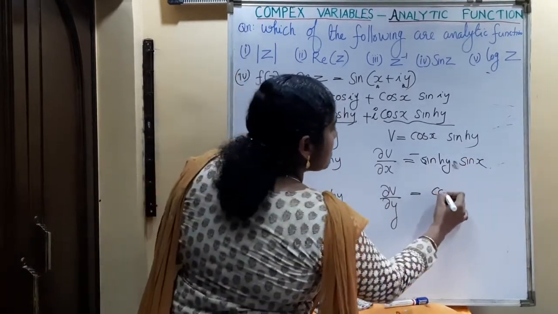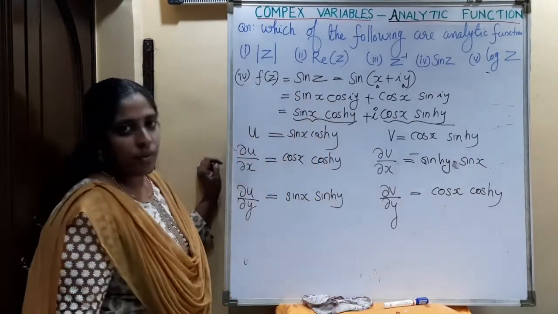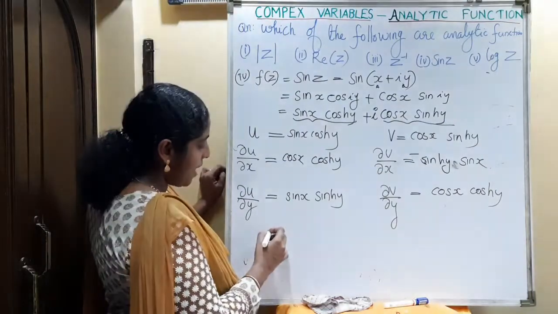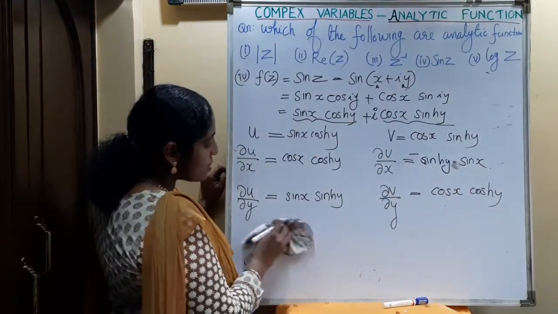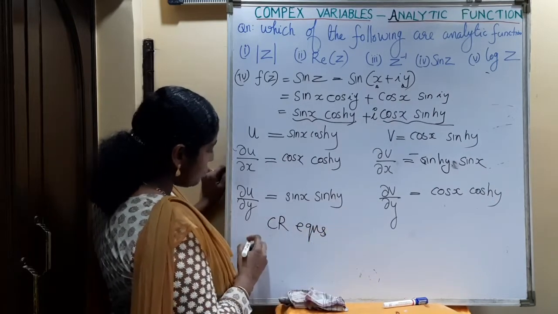That is, cos x is constant, and the sin hy derivative is cos hy. So all the four derivatives exist. Now we have to check whether it obeys the Cauchy Riemann equations or not. Okay, so what are the Cauchy Riemann equations?